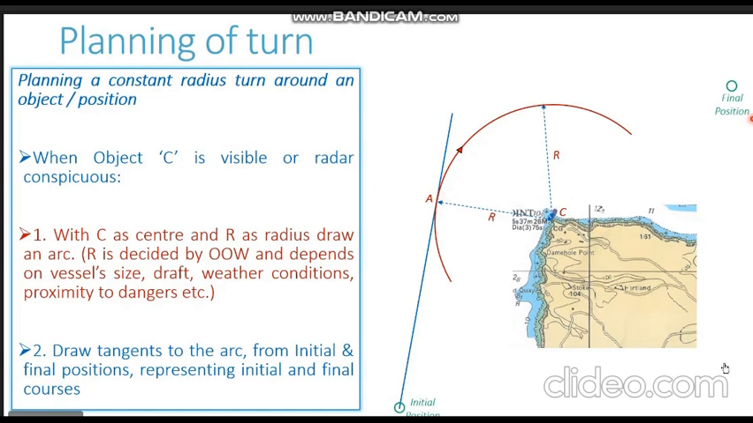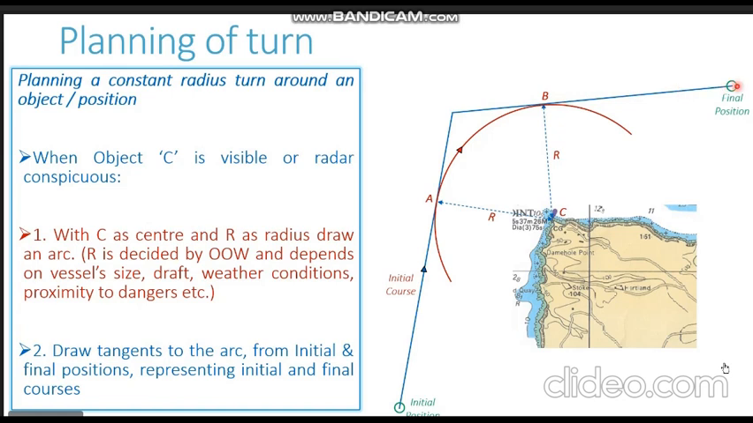Now the same thing is done with our final position. We now draw a tangent to this arc from the final position. So using our scale or parallel ruler, we draw a tangent to the arc from our final position. You can see the tangent coming up. The tangent point is here at this particular location. Let's name the tangent point as B, Bravo.